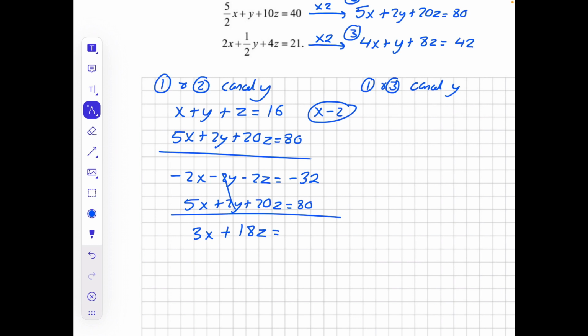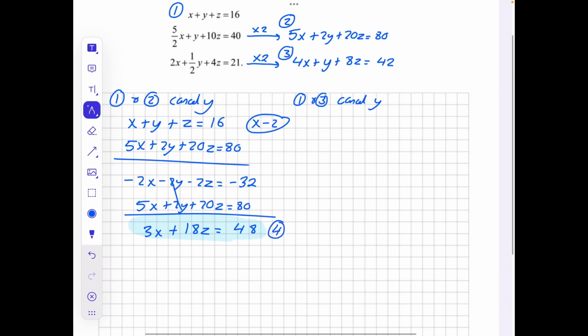Probably the most common mistake that is made in these. You'll just make a little slip. People tend to know the structure very well, but you can see there how easy a little slip is. So minus 32 plus 80 will give me 48. Okay, I've marked that off as my equation 4.